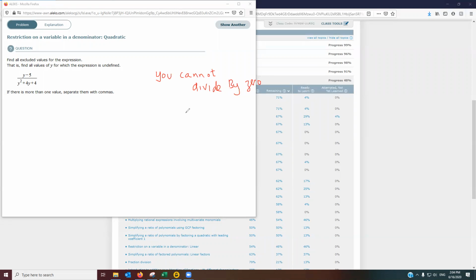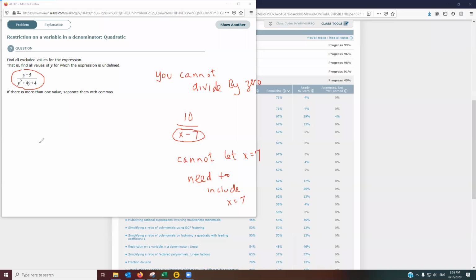Let me give you an example. Let's say I had 10 over x minus 7. In this example, I cannot let x equal 7. Because if I did let x equal 7, on the bottom I would have 7 subtract 7, that would be 0, but I'm not allowed to divide by 0. So what we would say is we need to exclude x equals 7 for this expression. All right, well, let's go to our example then.